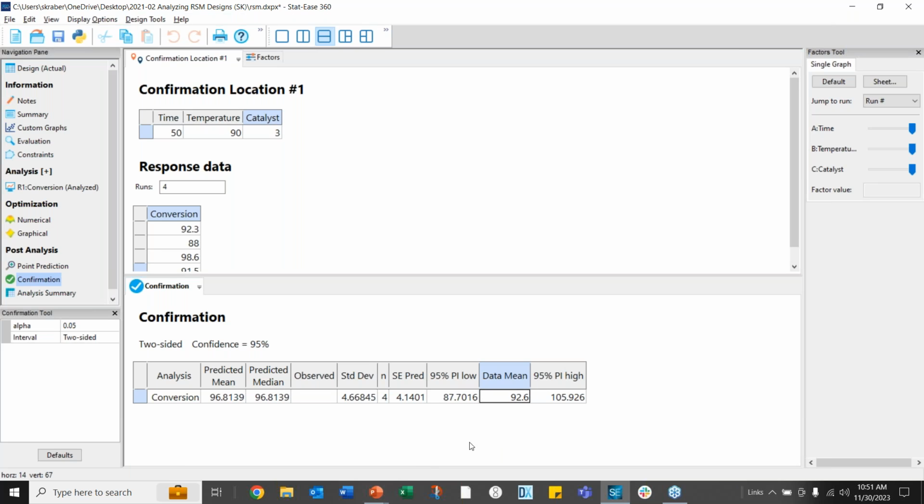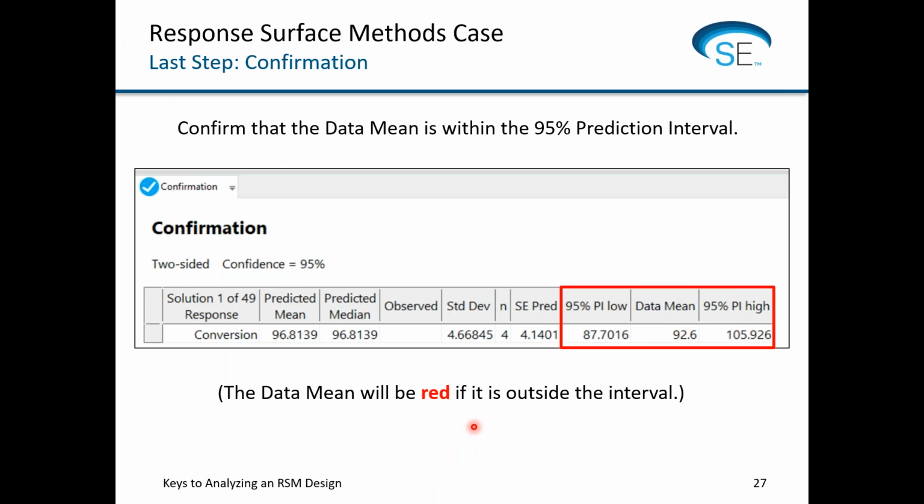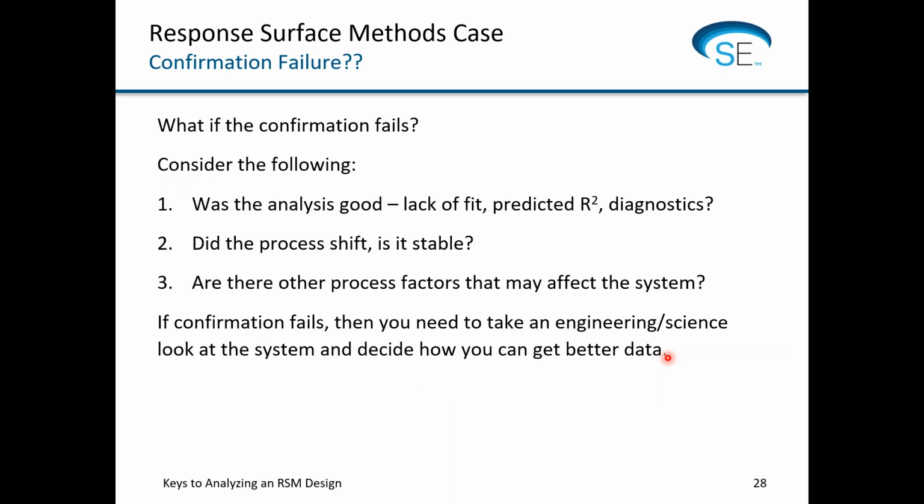Okay, so that final confirmation is really important to do. If that data mean is outside of the interval, this will actually turn red. An obvious question is, what if confirmation fails? What if I get that red number?